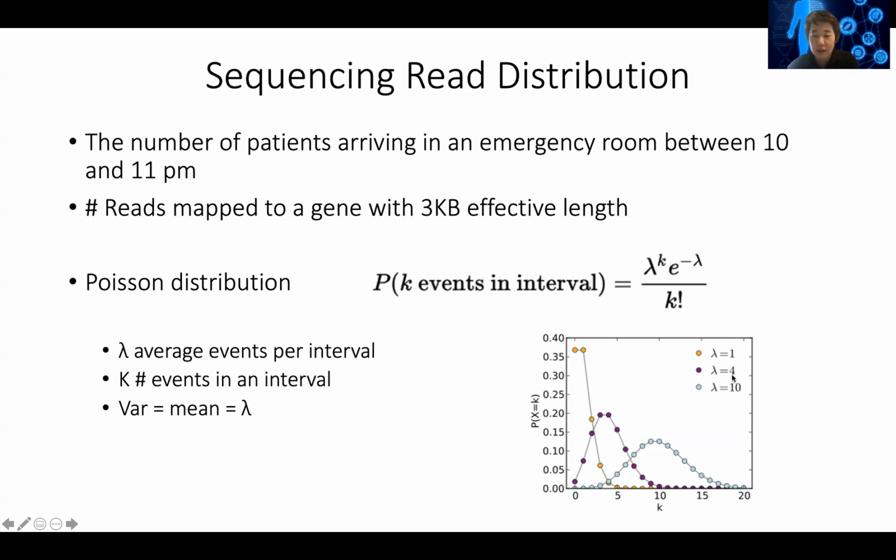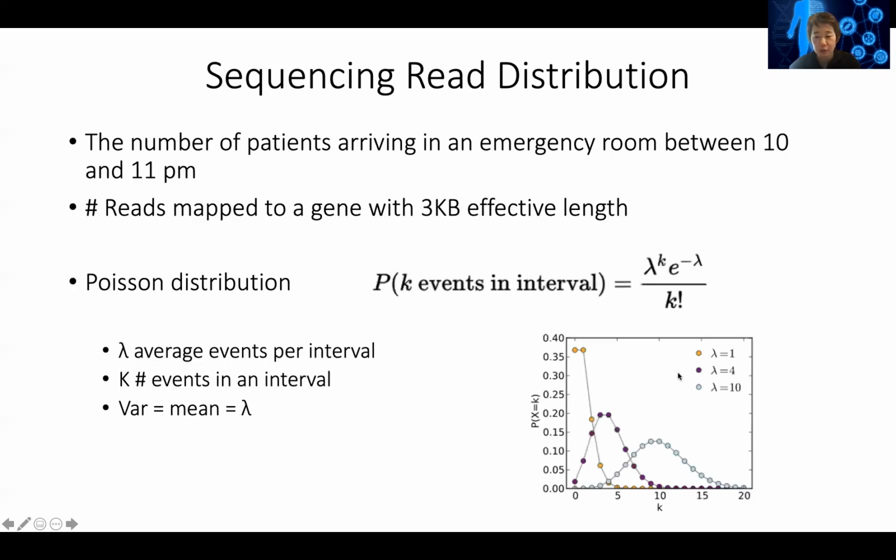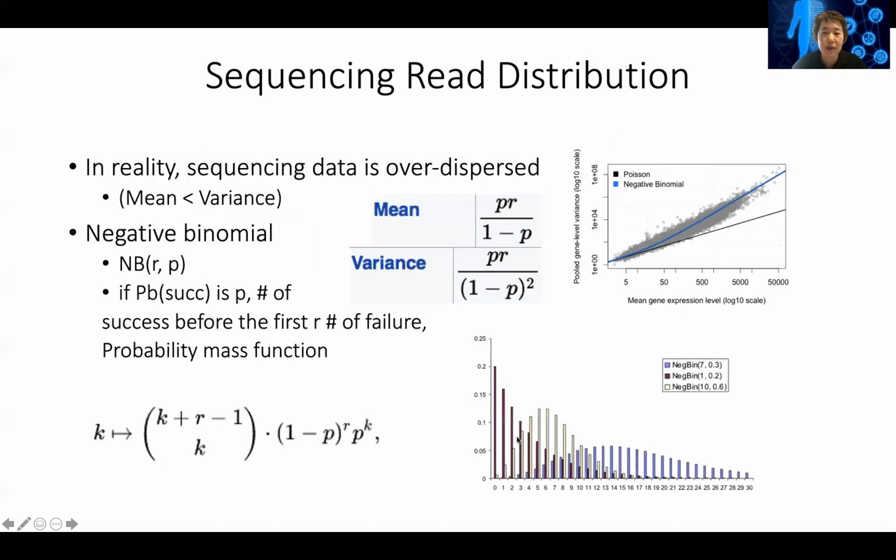Whereas if the lambda is equal to 4, we will see this distribution, and when the lambda is 10, we'll see this distribution. You can see compared to a normal distribution that we see in here, the Poisson distribution has a wider spread, and it also is not evenly distributed across the mean. So this is the standard Poisson distribution.